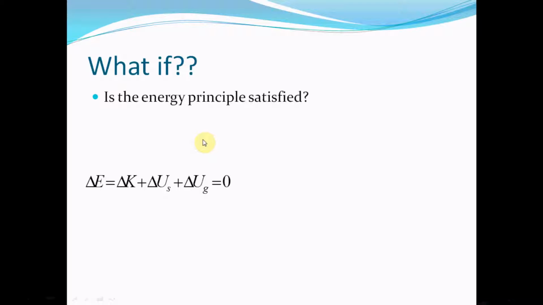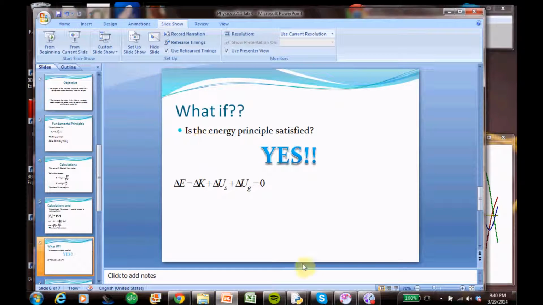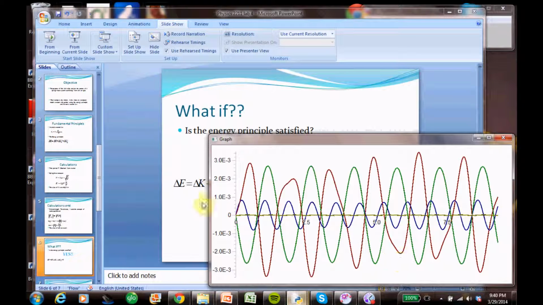Now onto the what-if questions. Is the energy principle satisfied? Yes. The energy principle states that the change in energy equals the change in kinetic energy plus the change in potential energy of the spring plus the change in gravitational potential energy. Since for this experiment we picked our system as the mass, the spring, and the Earth, we can assume, ignoring any effects of air friction, that no energy transfer occurs to or from the surroundings. This is confirmed in the Python model, as you'll see.